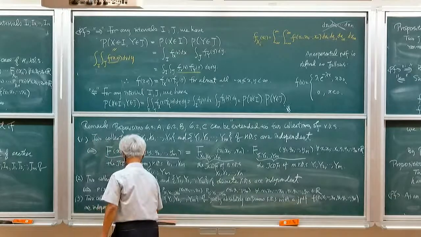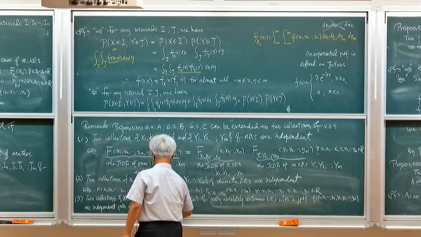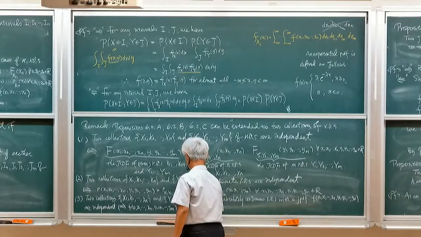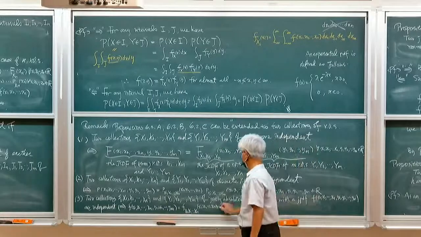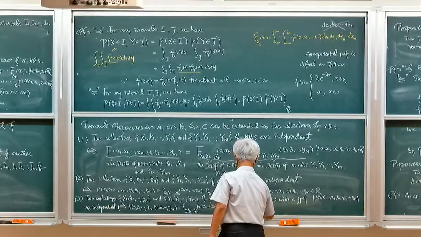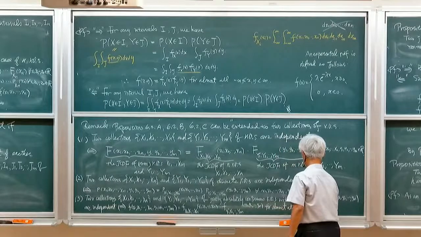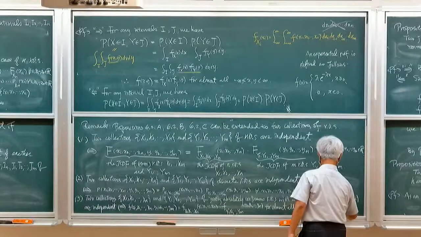if and only if their joint PDF can be written as the product of the joint PDF of the xi's times the joint PDF of the yj's, for almost all x1, x2 up to xn, and y1, y2 up to ym. Okay.